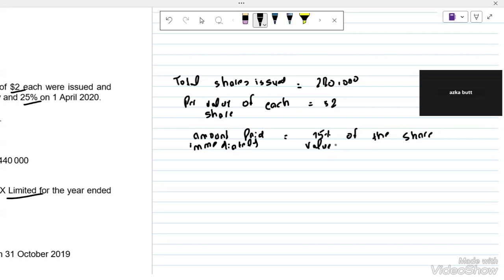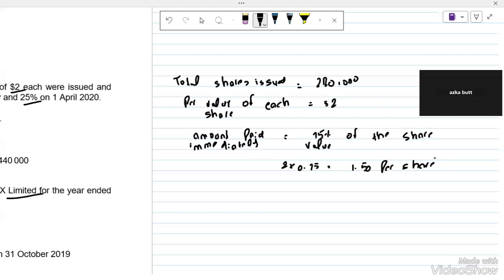So, first of all, let's calculate the value per share paid immediately. Since each share is worth $2, 75% of this amount would be 2 multiplied by 0.75. So this is equal to 1.50 per share.